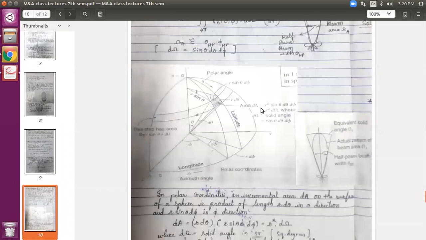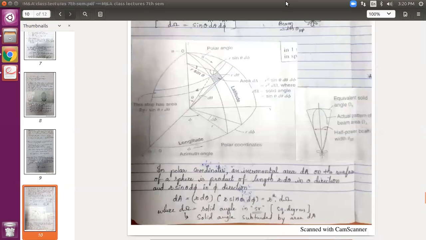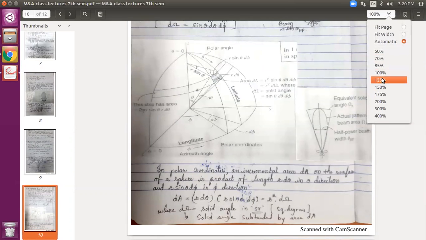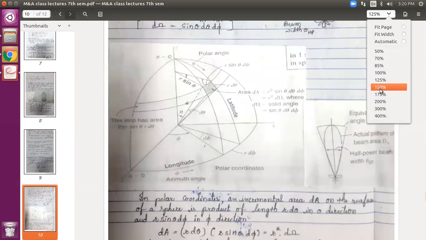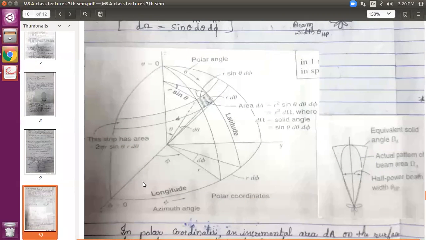Now, this is very important. Let me zoom it a little bit. I hope it is now clearly visible. Yes, ma'am. This is your Z, this is your Y, this is your X. I am showing you a spherical coordinate system. This figure is important for our next equations, so I am explaining this figure.